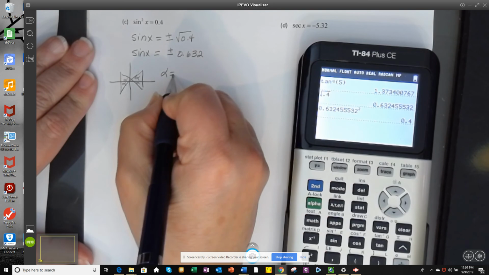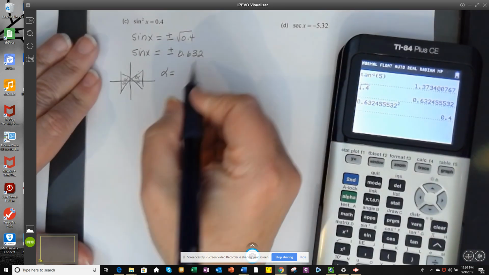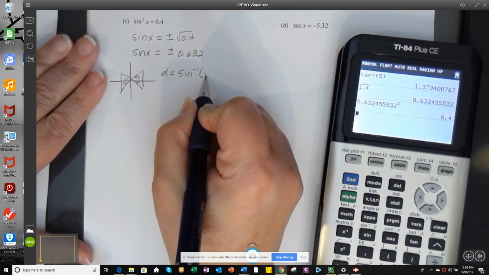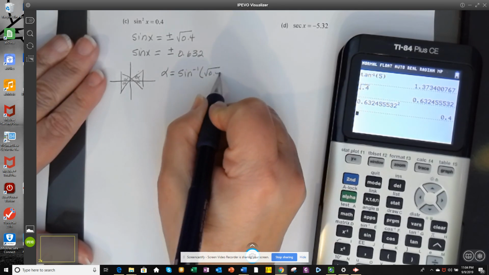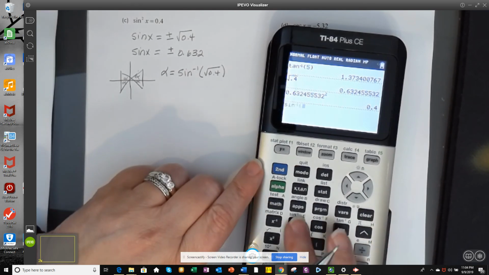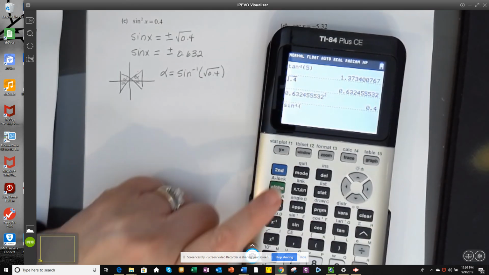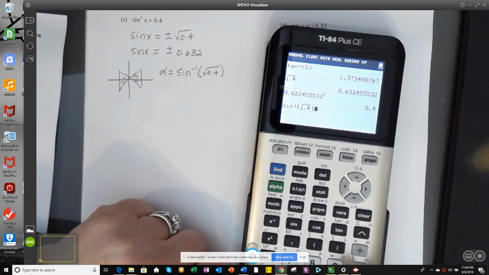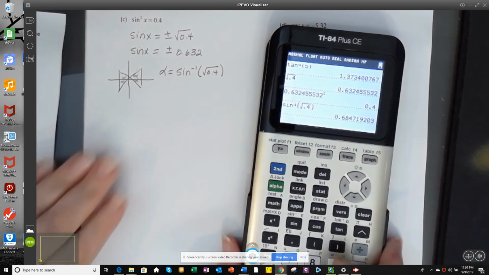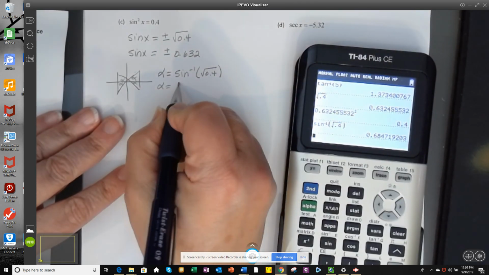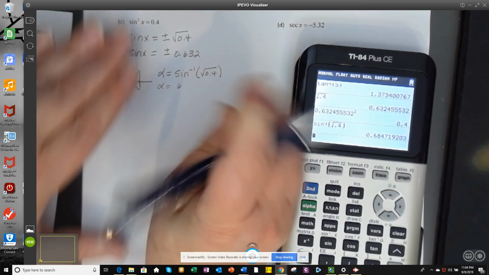All right, but that's an alpha I don't know. And remember, alpha is a positive first quadrant angle, so we're going to go the inverse sine of, and I'm just going to go so that I get the most accurate answer, second inverse sine of second square root 0.4, and close. And we're going to get 0.68. It helps if I put a point.